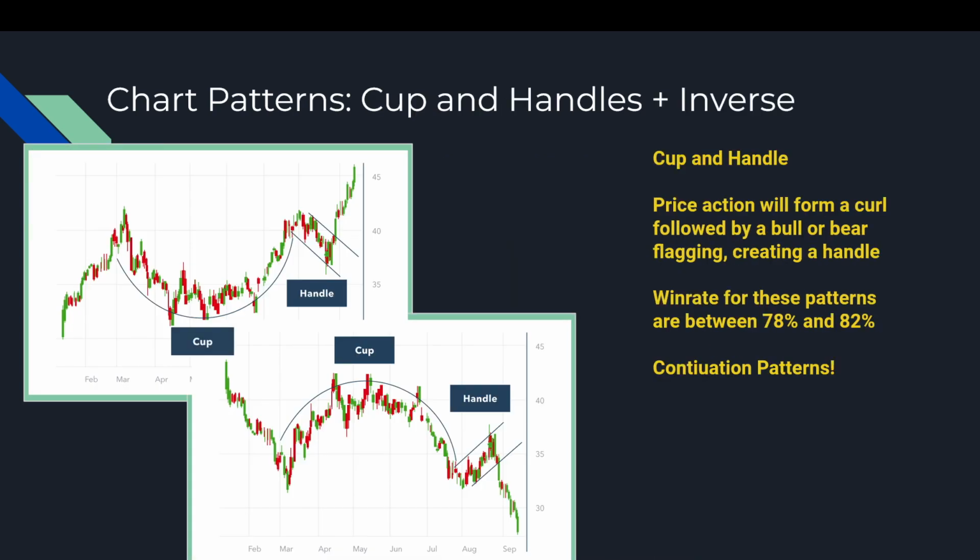And then lastly, we have the cup and handles. This is also an inversible pattern. So like the head and shoulders, there's an upside down version of it. Price action will form a curl followed by a bull flag or bear flag. This creates the handle. So these are continuation patterns. As you can see, the price came up, it curled down, making the bowl or the cup, and then it made a bull flag here on the side.